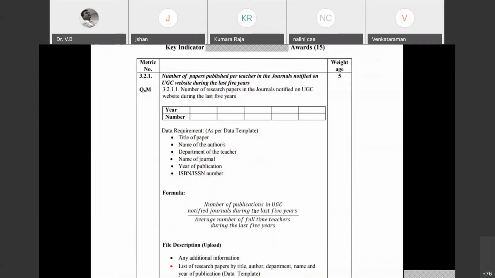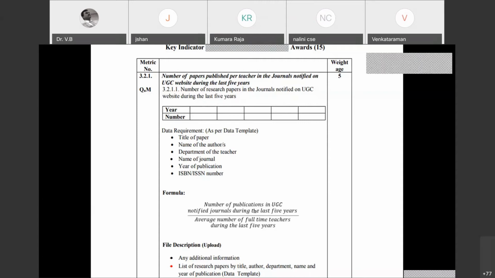Next one is number of papers published per teacher in the journals notified on the UGC website. So you have to enter the exact numbers over here. Here this will be verified by the DVV from the outside sources. So here they will not be asking us any proof. So please ensure that whatever number you are entering over here year wise, you have to be sure that once it is verified by the DVV, it is reflected on the website of UGC.